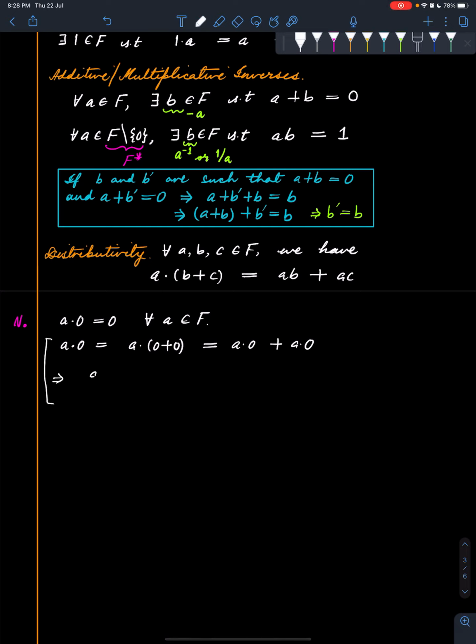So this implies that A dot 0 equals A dot 0 plus A dot 0. And now if we add the additive inverse of this guy and call that additive inverse B, then what we get is A dot 0 plus B equals A dot 0 plus A dot 0 plus B. So if B is the additive inverse of A dot 0, then this is 0 and this is 0. So what we get is that 0 equals A dot 0 plus 0, but now by the property of 0 we have this holds.